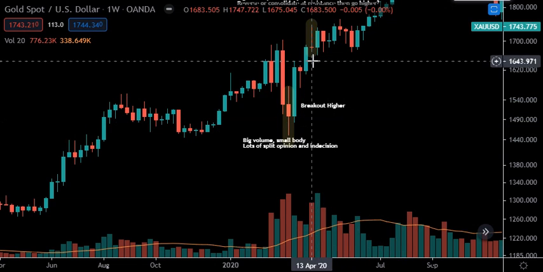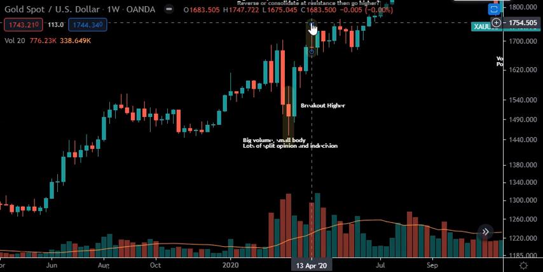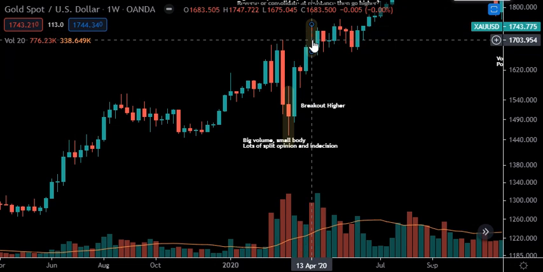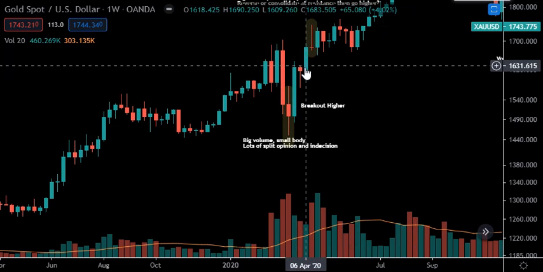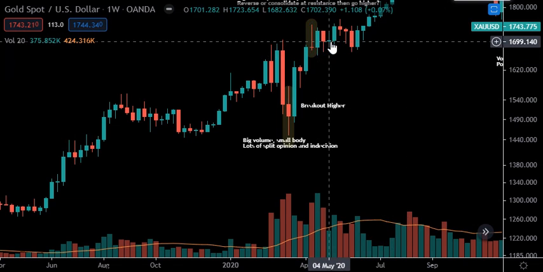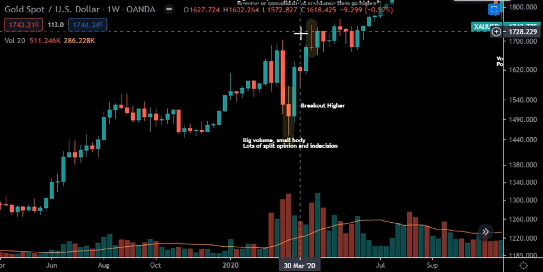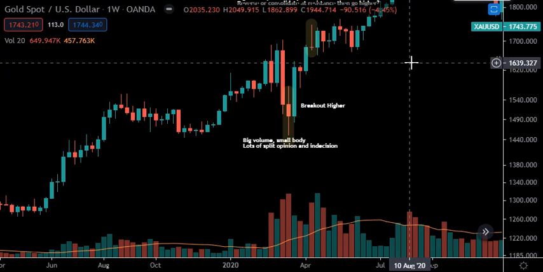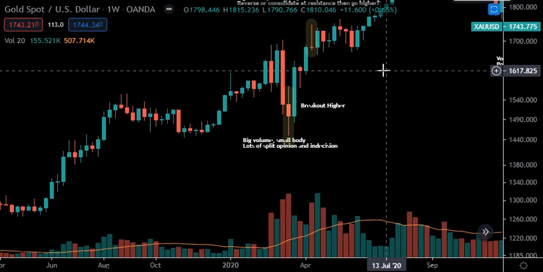And then we run into another bar, another big volume, bearish bar, lots of sellers in here above 1700, exiting the position. Again, two things are going to happen here. Big volume, small body bar. We're either going to consolidate in this region, resistance 1747, support 1670, and then go higher, or it's going to reverse and go lower.